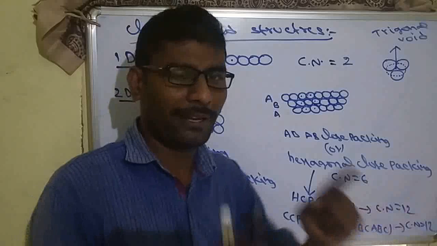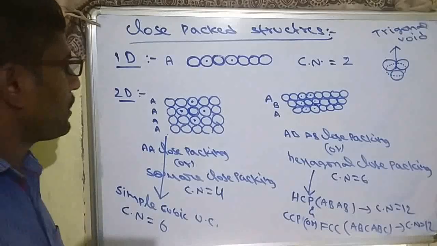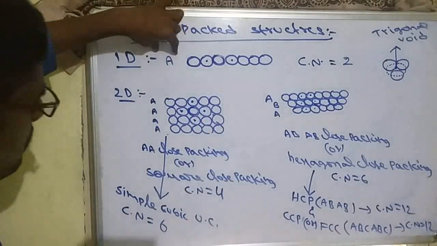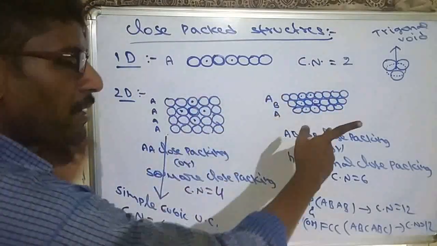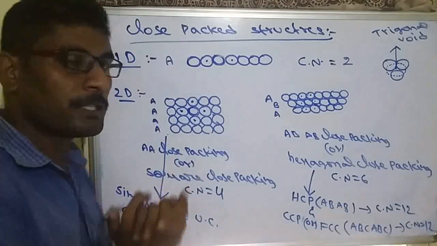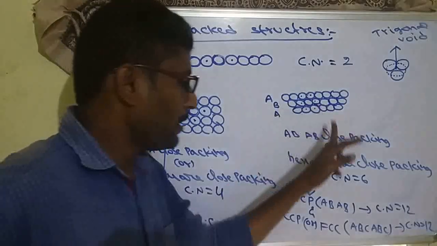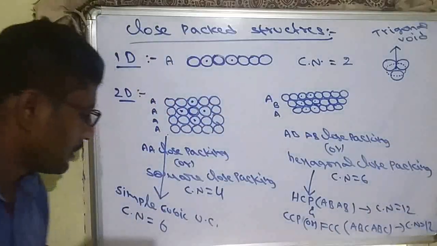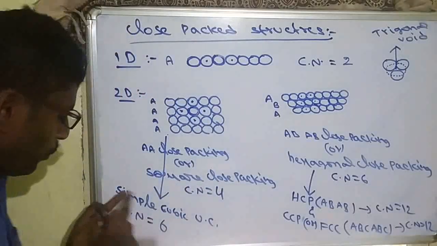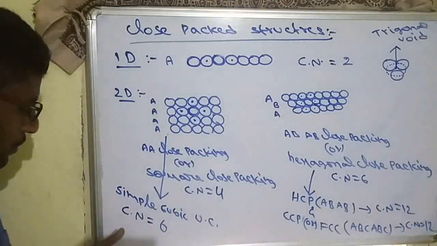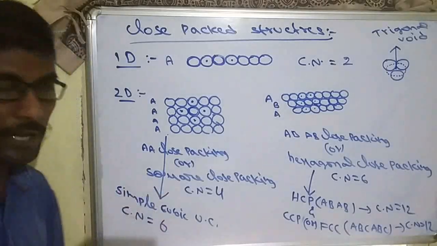Just when you observe the NCERT textbook, we can easily understand. So this is about close packed structures. Again I am telling, in one dimension, all particles are arranged in a linear way, coordination number will be 2. In two dimensions, two possibilities: AA close packing and AB close packing. AA close packing coordination number 4, AB close packing coordination number 6. So this AA close packing, when we are attaching in a three-dimensional way, we get simple cubic unit cell whose coordination number will be 6. Just remember, the numbers are important. Simple cubic coordination number will be 6.